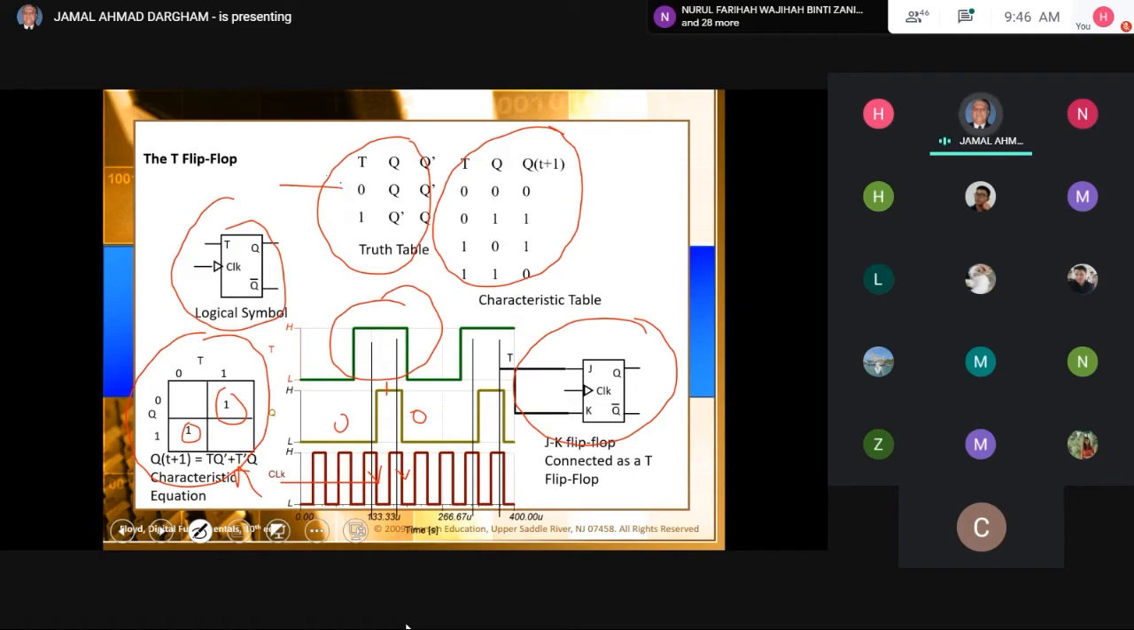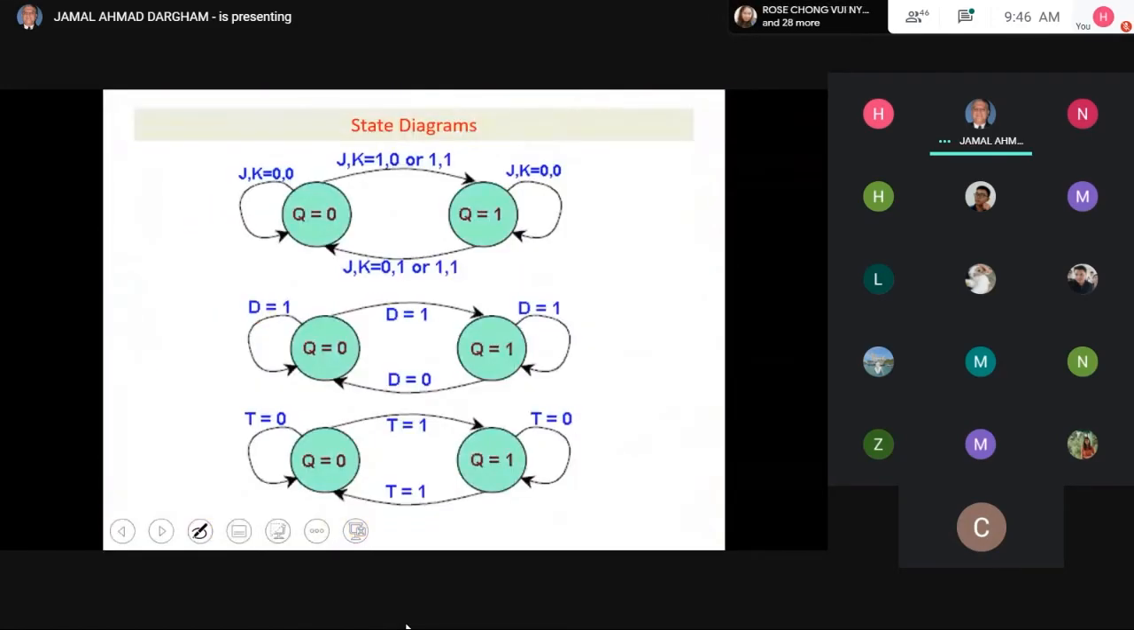So when T is 0, which is here, you can see Q plus equal Q, which is hold, which is this one, hold, toggle. So it only have two states, either hold or toggle. And this is the state diagram for JK, for D, and for T. The RS I have given to you earlier.